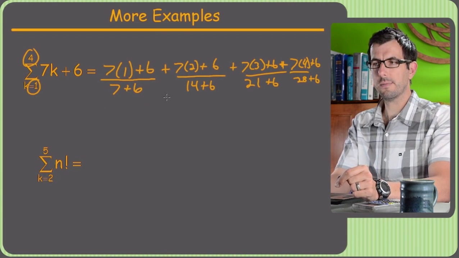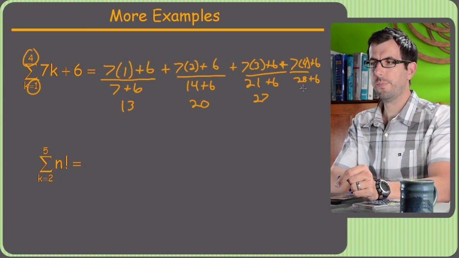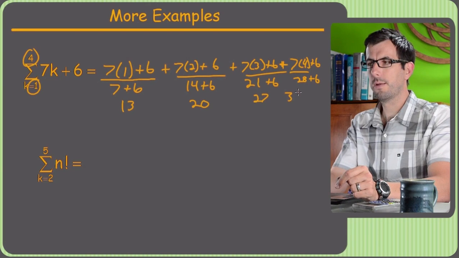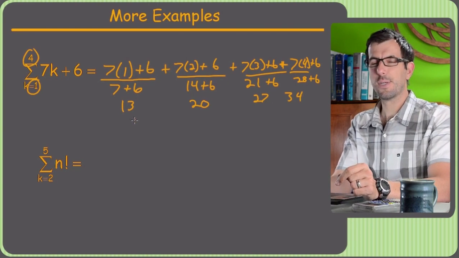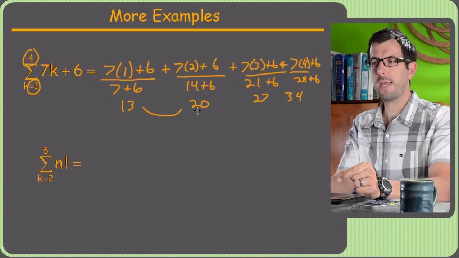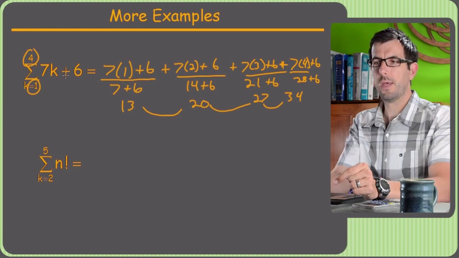What you'll notice is that these terms, let's see, this one is 13, then we got 20, then we got 27, then we got 34. So you can see that we're actually just adding 7 each time. Add 7, add 7, add 7. It's not a coincidence that this number is right here.